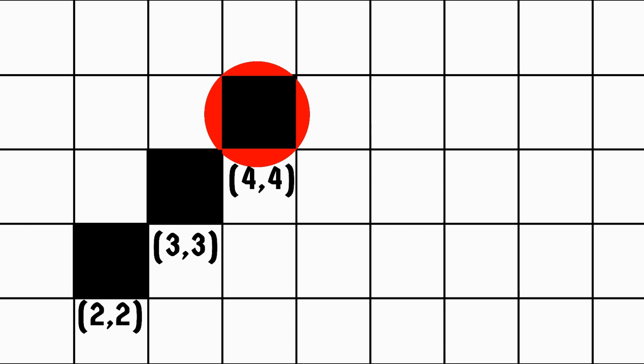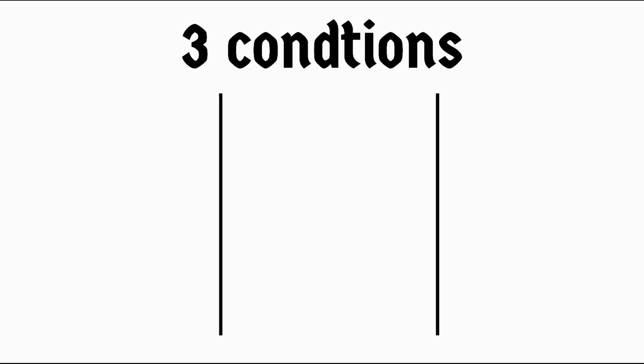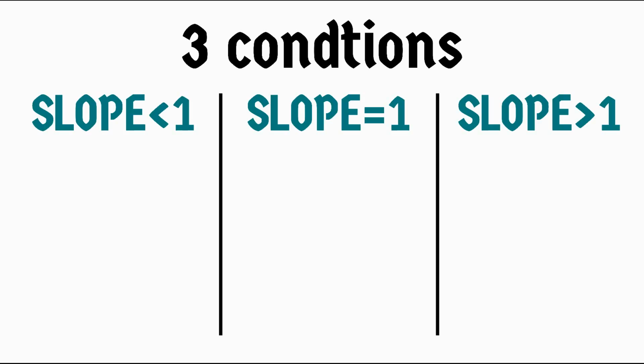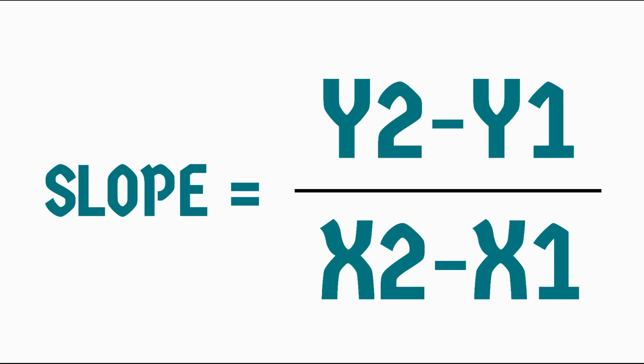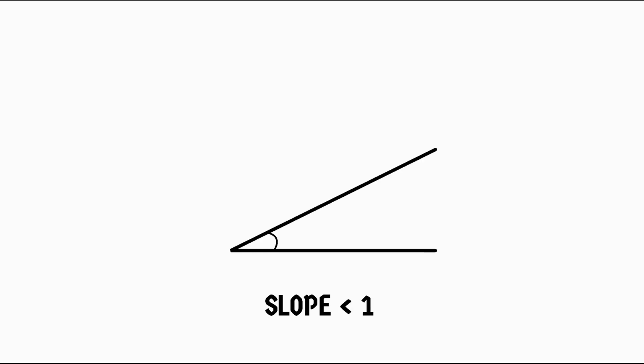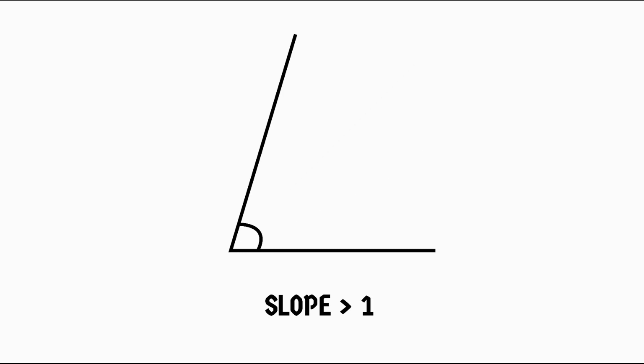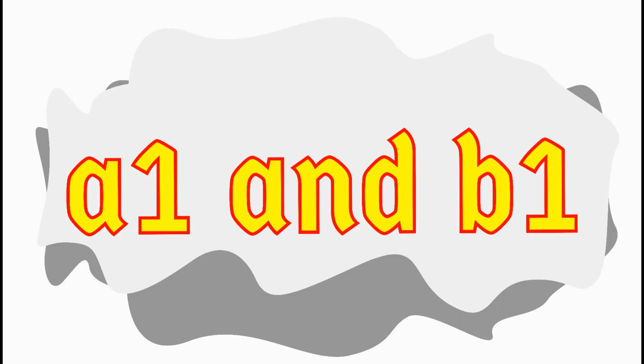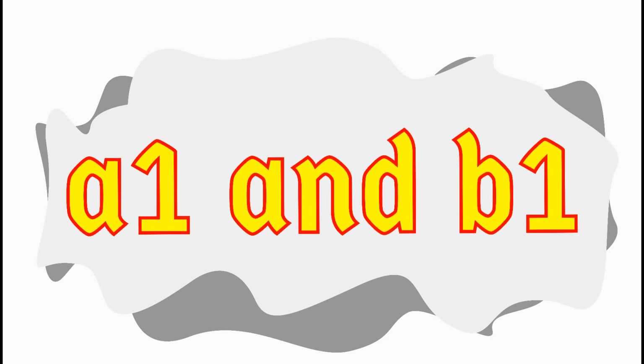Now I want you to look at another interesting thing over here. While choosing a1 and b1, we took care of three conditions. The conditions were that the slope was less than 1, equal to 1 and greater than 1. The slope of a line is nothing but y2 minus y1 divided by x2 minus x1, that is dy by dx. If the line is equal to 45 degrees, then the slope is 1. If it is less than 45 degrees, then the slope is less than 1. And if the line is greater than 45 degrees, then the slope is greater than 1. So for different slope conditions, there is different a1 and b1.